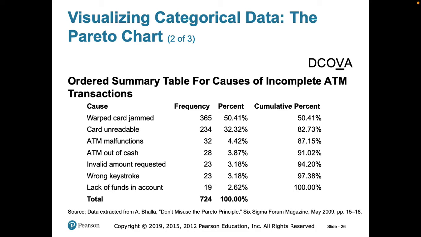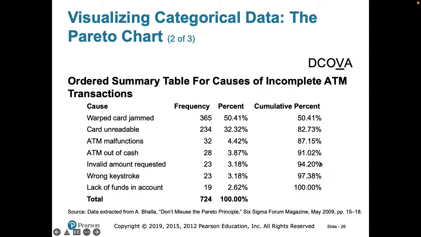So here we have some data, and this bank is trying to figure out why there are some ATM transactions that were not completed, and they have different categories, right? So maybe the card was warped, was unreadable, maybe there were some issues with the ATM, or the ATM didn't have cash, and so on and so forth. So you have your frequency, how many of the observations are coming from each category. Then you break those into percentages, and then you do your cumulative percent.